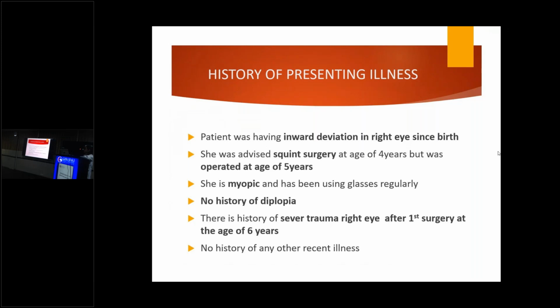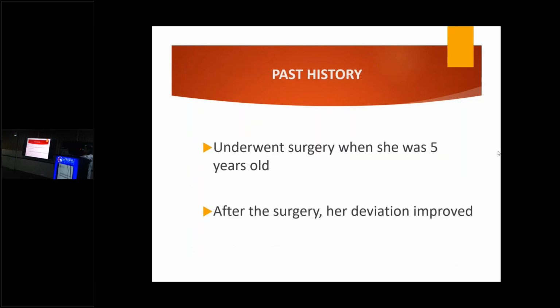She is myopic and has been using glasses regularly. The patient has no history of diplopia. There is a history of severe trauma to the right eye after first surgery at the age of 6 years. There was no history of any other recent illness. In the past history, the patient underwent squint surgery when she was 5 years old. According to her mother, after the surgery, her deviation improved.